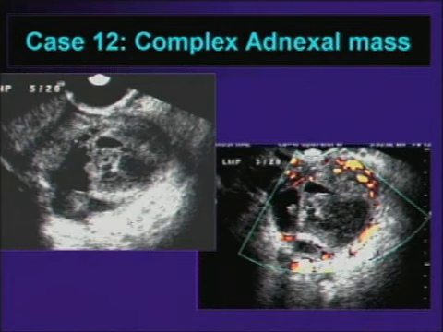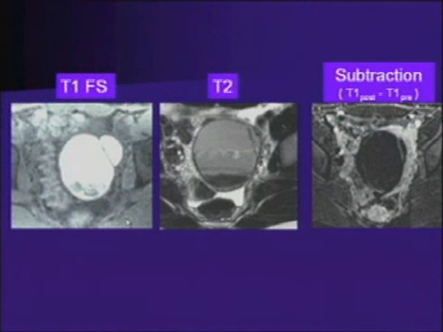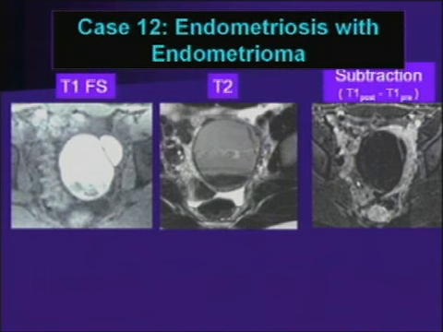Sometimes MR is very helpful for more complex adnexal masses, as in this case, where we can clearly see that on the T1 fat suppressed images, we have high signal within this adnexal mass with debris. We see the T2 shading characteristics of this entity. And with subtracted images, we can confirm that there was no significant internal enhancement, maybe some thickened septation. This is typical of an endometrioma.